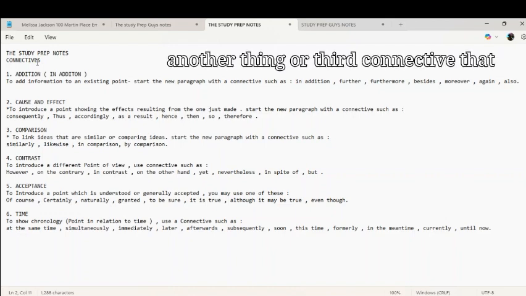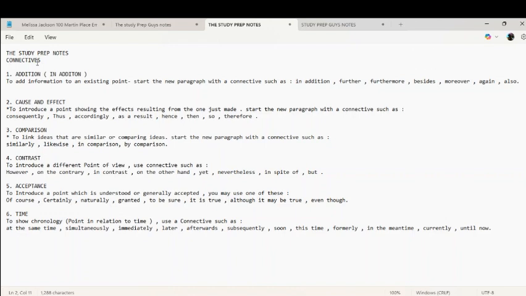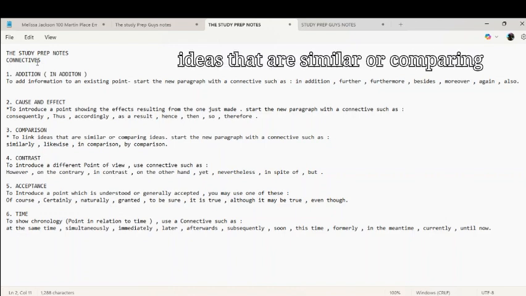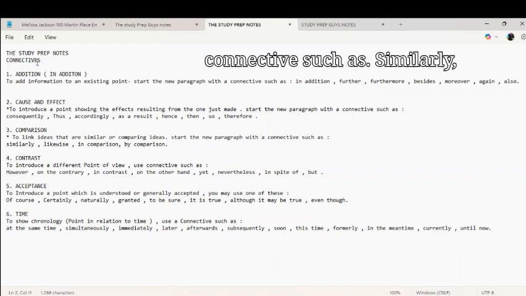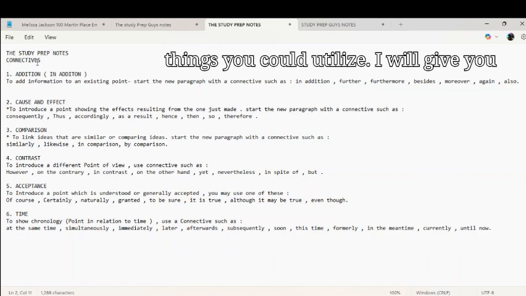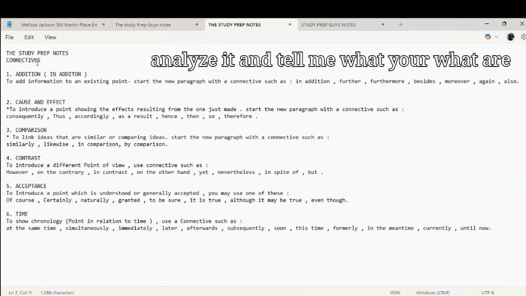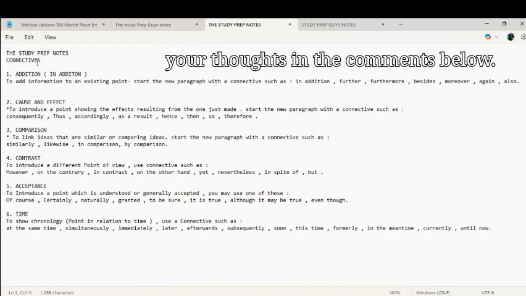Another thing, or the third connective that we'll be looking into today, is comparison. This is to link ideas that are similar or comparing ideas. Start a new paragraph with connectives such as similarly, likewise, in comparison, by comparison. These are some of the things you could utilize. I will give you an example of an argumentative essay that I wrote, and you could take a look at it. You could analyze it and tell me your thoughts in the comments below.